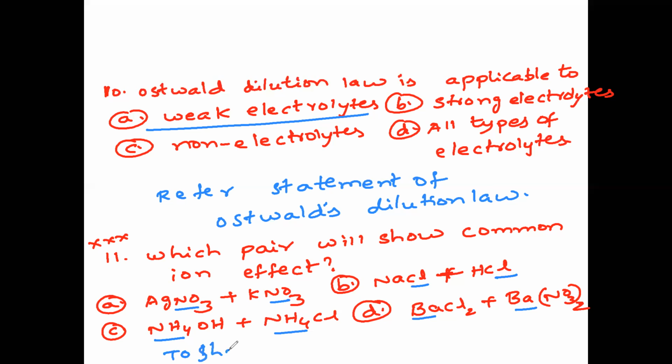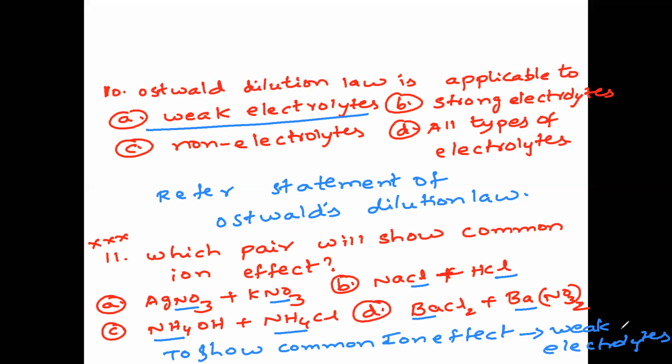To show common ion effect, there should be weak electrolytes. Only weak electrolytes will show common ion effect. So whichever has a weak electrolyte combination, that is the answer. So the answer is C. Common ion effect will be shown only by weak electrolytes. It's not shown by strong electrolytes. So that's why the answer is C.